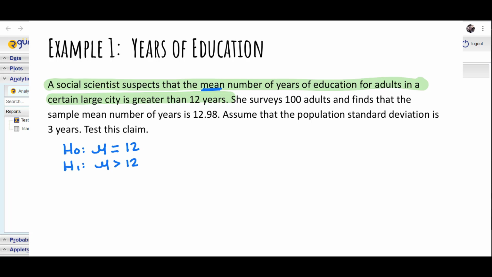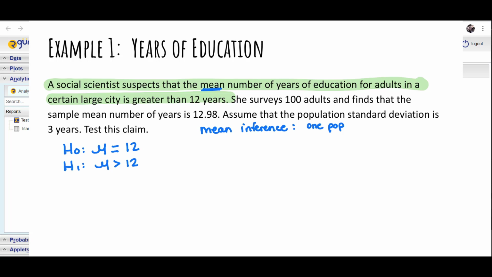All right, so now that I've written that, I need to decide which type of test I am going to run. Am I testing a mean or am I testing a proportion? We're testing a mean. So I'm going to do a mean inference. And this is one population. That's what I'm going to do.